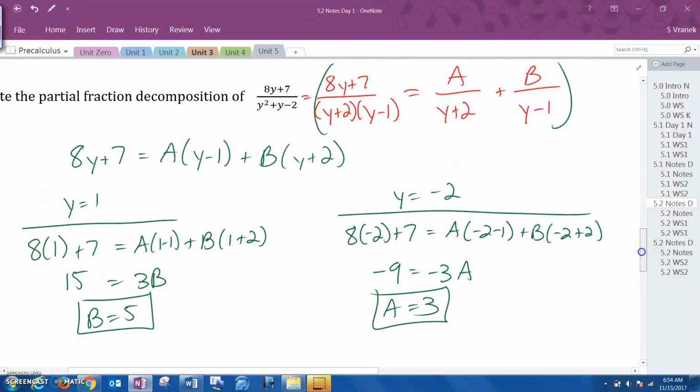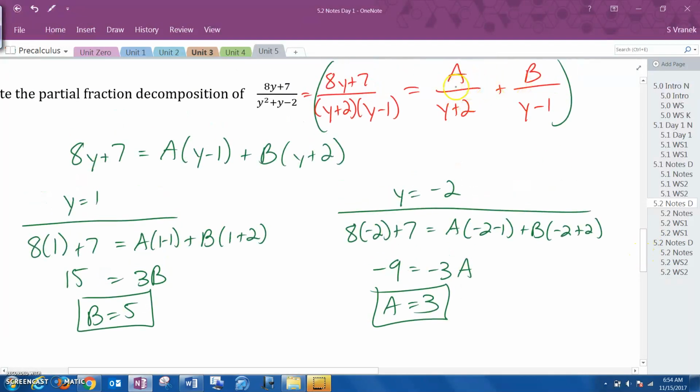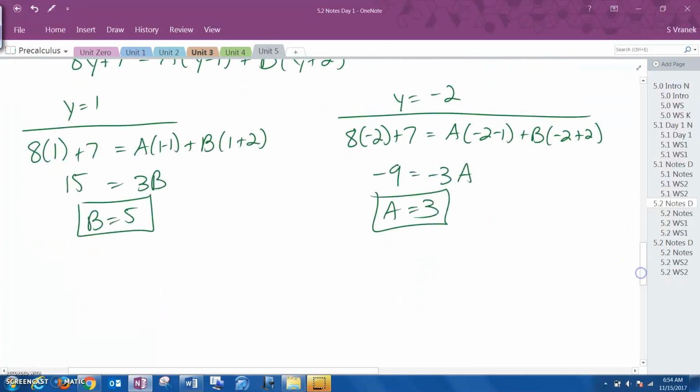So again, the last step is go back to your top and look. Okay, a was over the y plus 2 piece. B was over the y minus 1. So a is over the y plus 2, so I get 3 over y plus 2. And then b over the y minus 1.